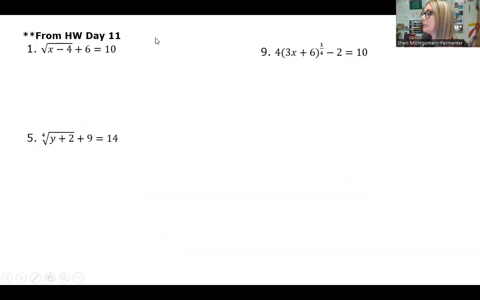This is from the day 11 homework. This is when we learn to solve with radicals and rational exponents. So for question number 1, expect a question like number 1 on your quiz. To be able to isolate this radical, we must first take care of plus 6. What's the inverse of plus 6? Minus 6. Yep, good job.